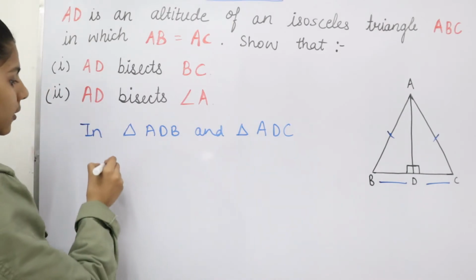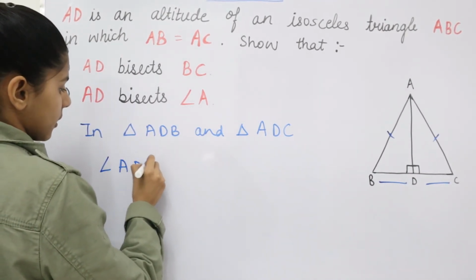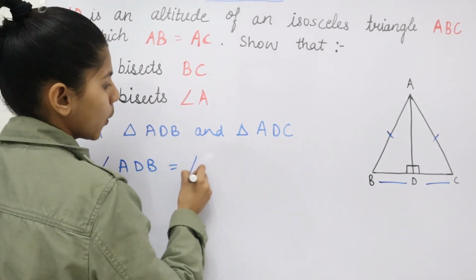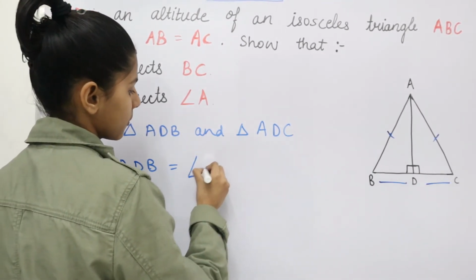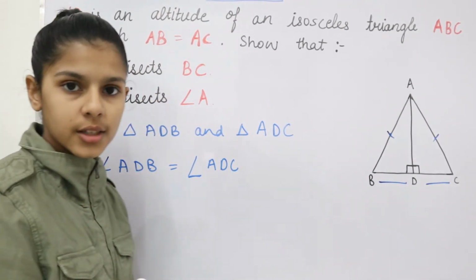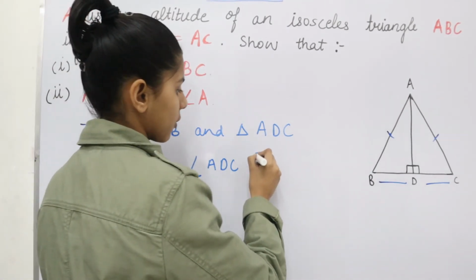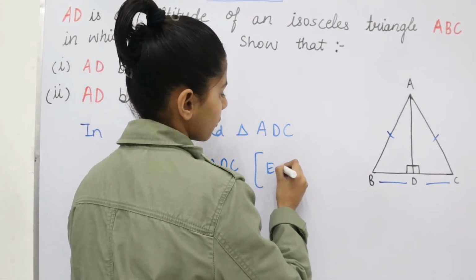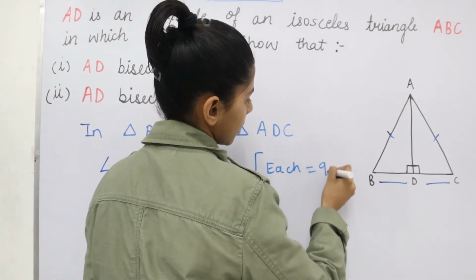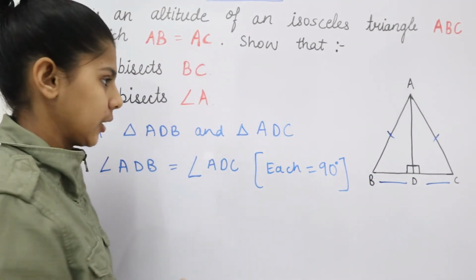So hence we can write that angle ADB is equal to angle ADC, and in the bracket what will be the reason for this? It will be because they are forming 90-degree angles each. You can write each angle is of 90 degrees because they are formed on the altitude.